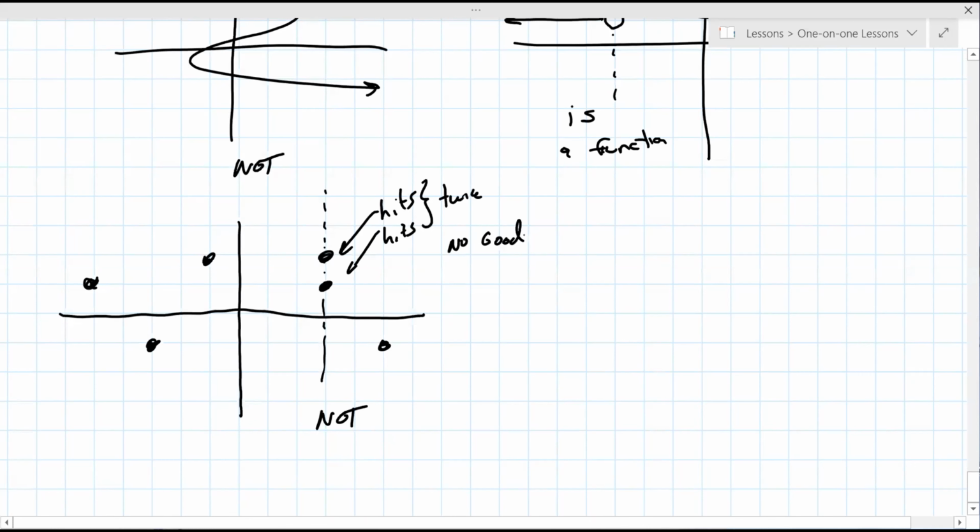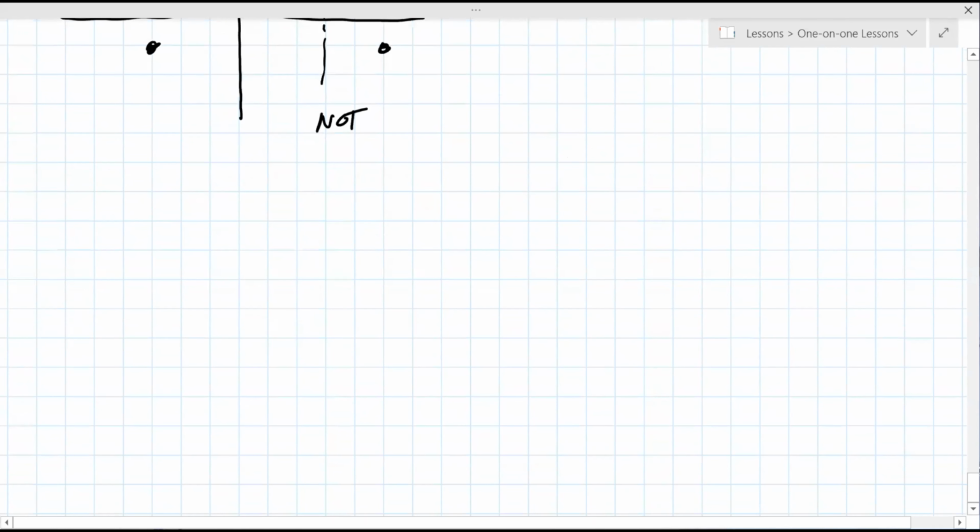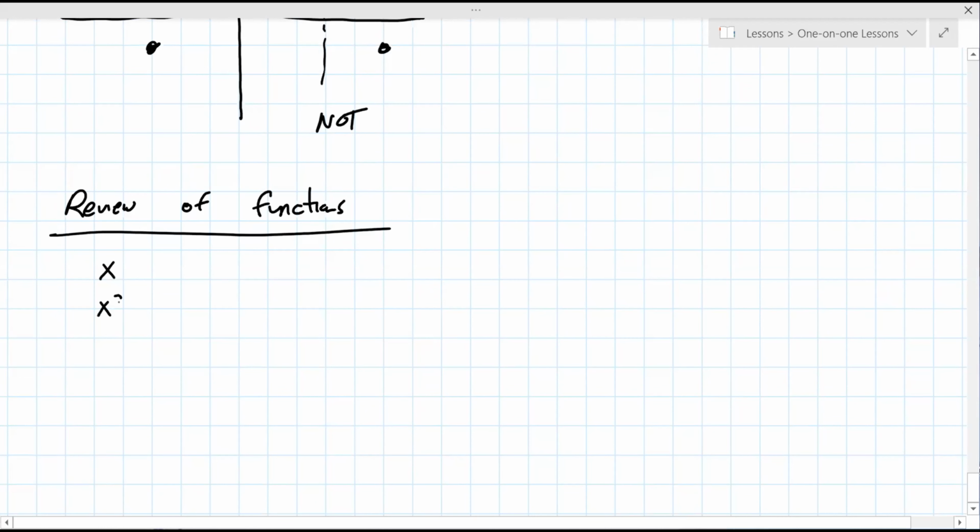So that's another little thing that you might see. The end of this is like a review of functions, and there's about 8 of them. There's x squared, square root of x, x cubed, the cube root of x, the absolute value of x, and 1, 2, 3, 4, 5, 6. So I'm missing some.